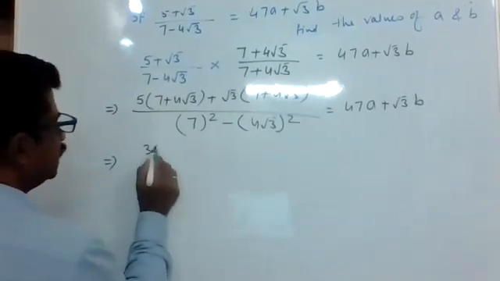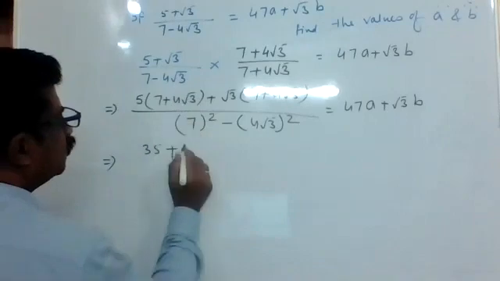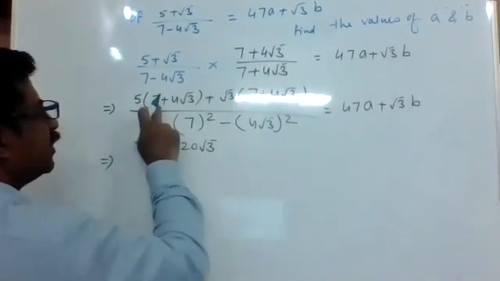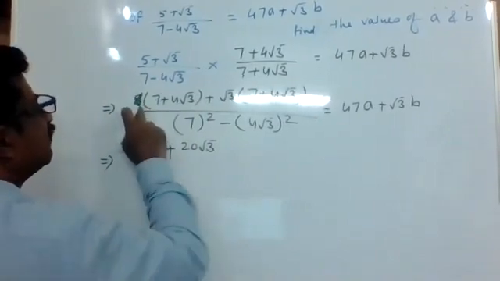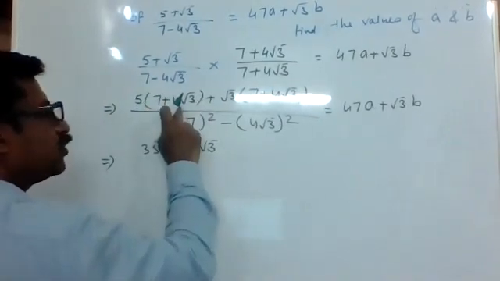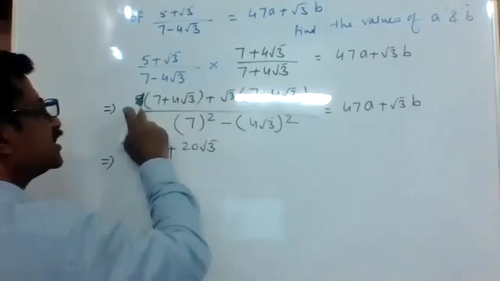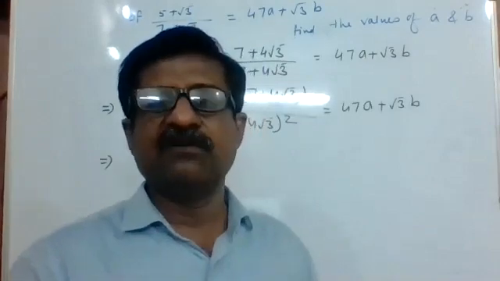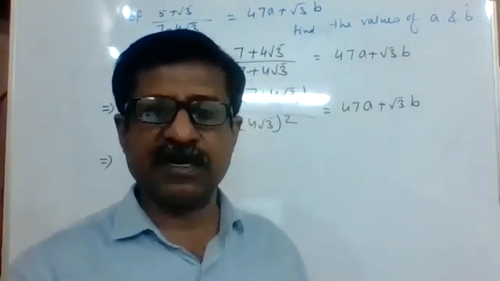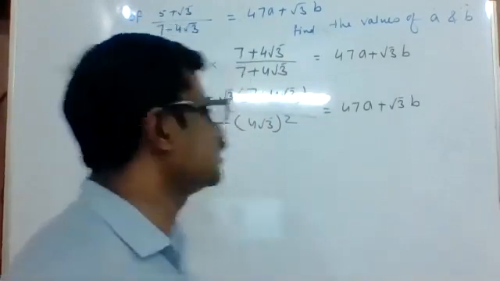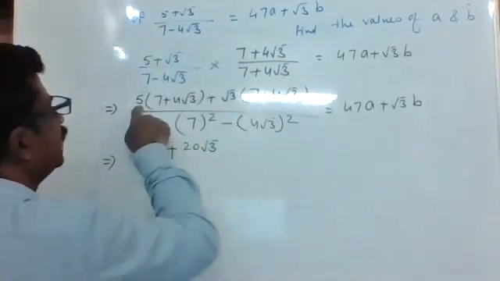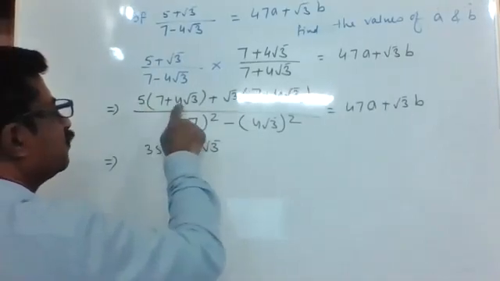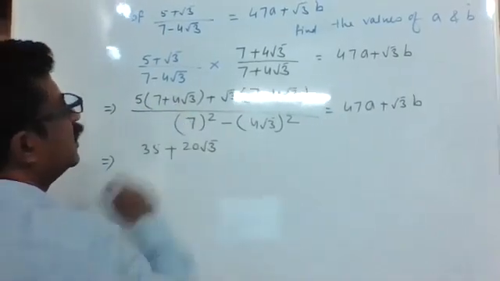5 sevens are 35. 5 into 4 root 3 is 20 root 3, because 5 is a rational number. When you're multiplying 5 with 7, you get 35. 5 has to be multiplied only with 4, not with root 3, because 5 is a rational number, 4 is a rational number, and while multiplying, we multiply only the rational part, and irrational with irrational part. Since there is no irrational part in 5, no root sign, therefore we have just multiplied 5 and 4, 5 fours are 20 root 3.